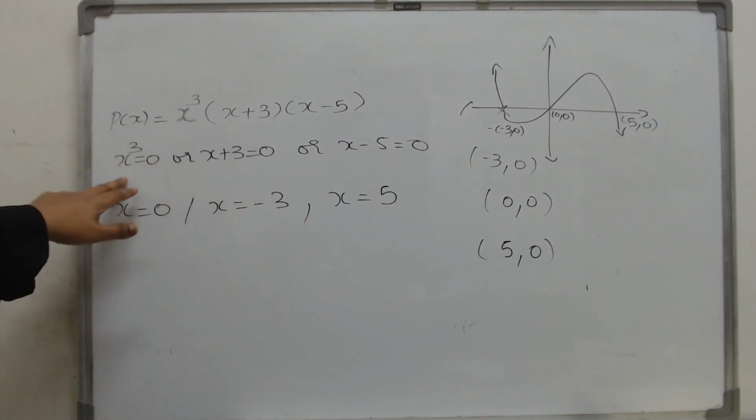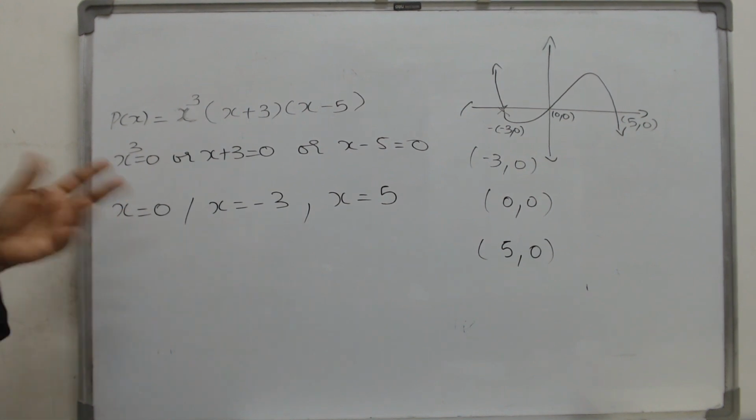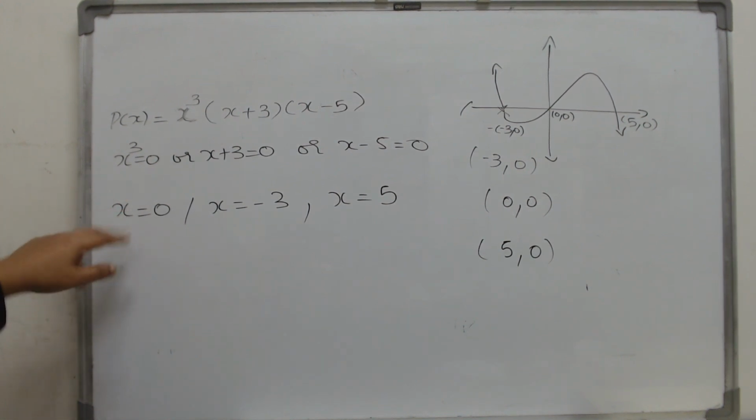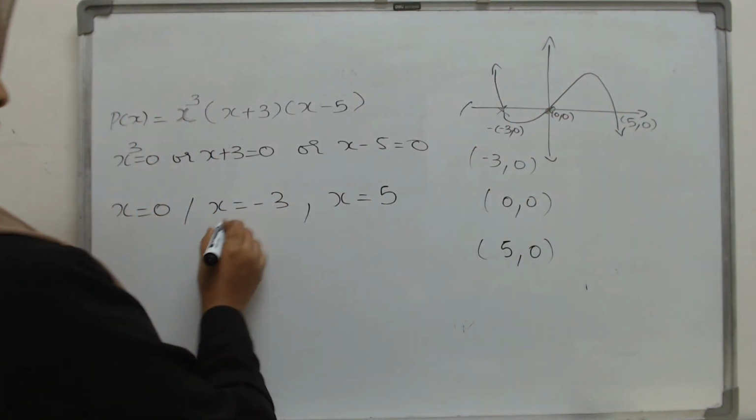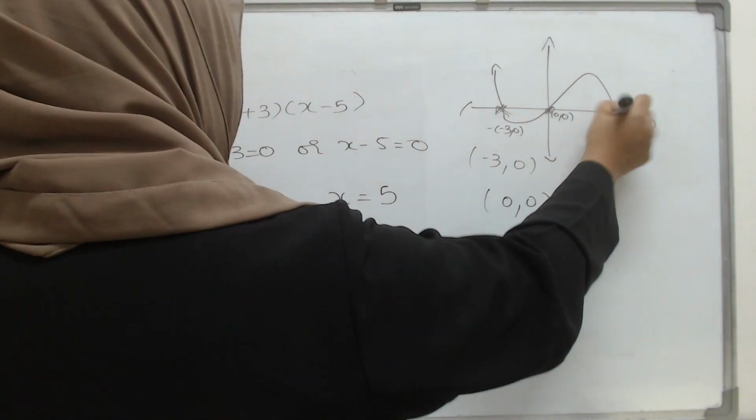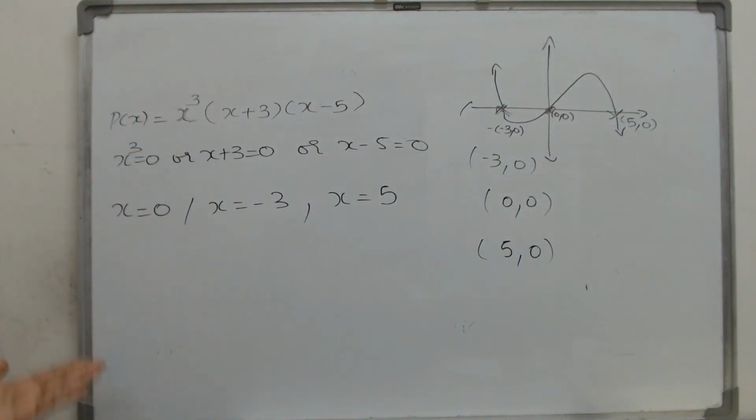This x cubed is equal to 0, which means what? The 0 gets repeated 2 more times. But at the end of the day, it touches only at 3 points. At this point, (0, 0), (-3, 0), and (5, 0), it touches at only 3 points. So, this is an example that we are looking for.